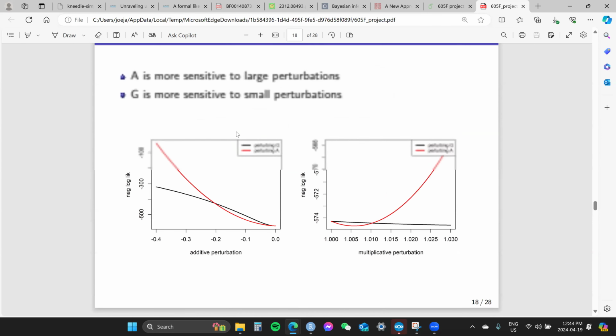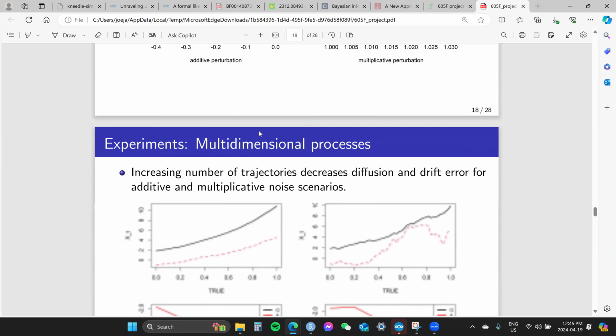So here I just did some experiments testing the sensitivity of the negative log likelihood. As we add some perturbation away from the true A or true G, we see that A is more sensitive to large perturbations, and the likelihood is more sensitive to small perturbations in G than in A, but it's not a big deal.